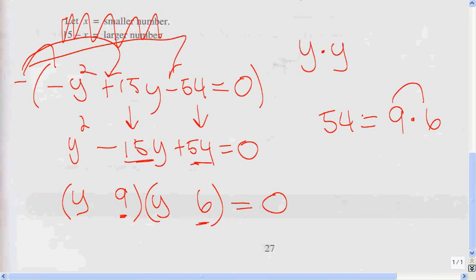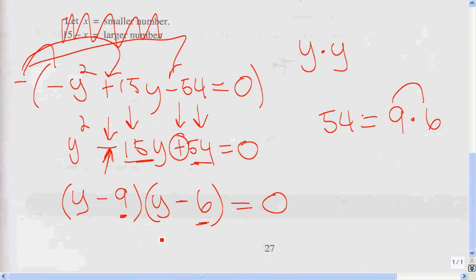Now, what are my signs going to be? Since my last term is positive, I know that both of my signs are going to be negative because that's the only way I could get a positive term and a negative middle term. So I look at the sign of my third term. If it's positive, I know that my signs have to be the same. They either both have to be positive or both negative because that's the only way I could get a positive third term. If my middle term is negative, then they're both going to be negative. If my middle term is positive, then both of them would have to be positive.